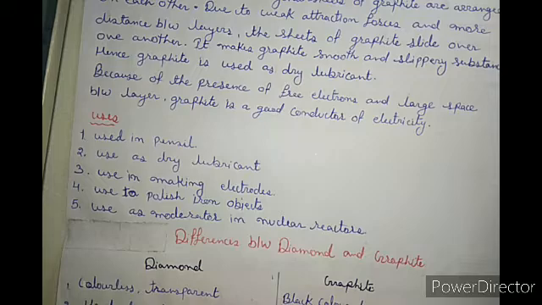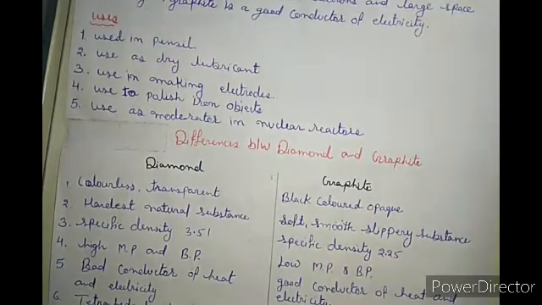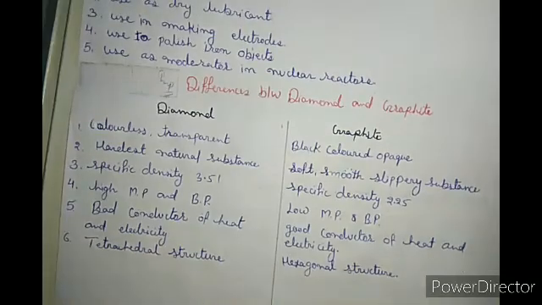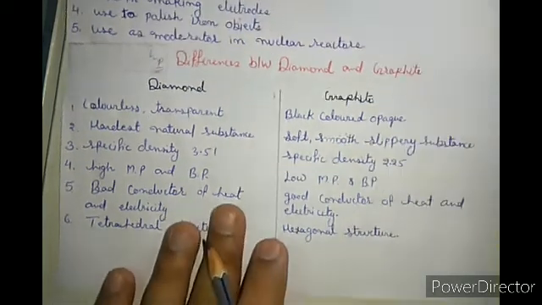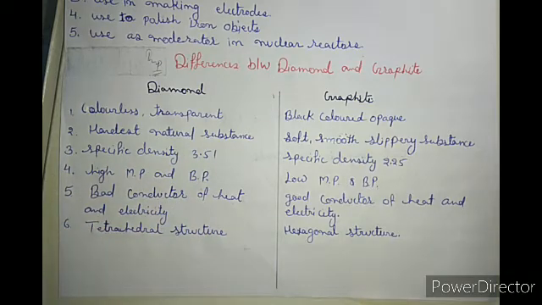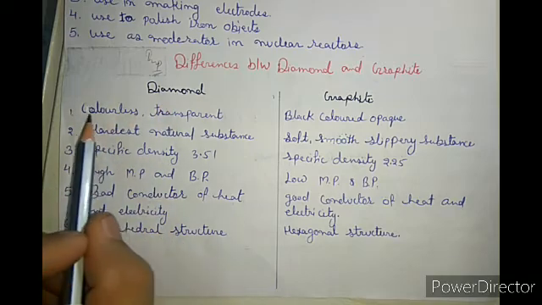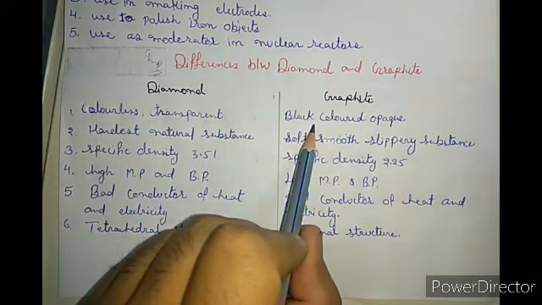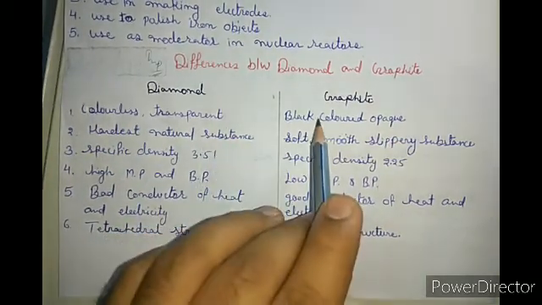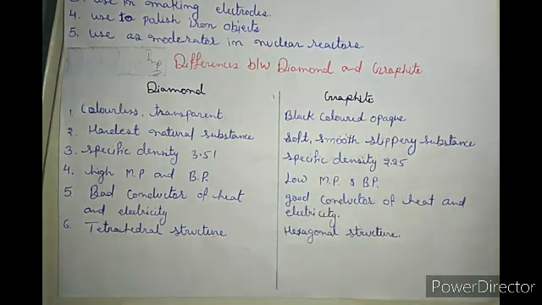Now, our next topic is the difference between diamond and graphite. This is an important question. It can be asked: write the difference between diamond and graphite. All of these differences except one we discussed in our lecture section, when we discussed the structure of diamond and the structure of graphite. Diamond is colorless and transparent, while graphite is black colored and opaque.